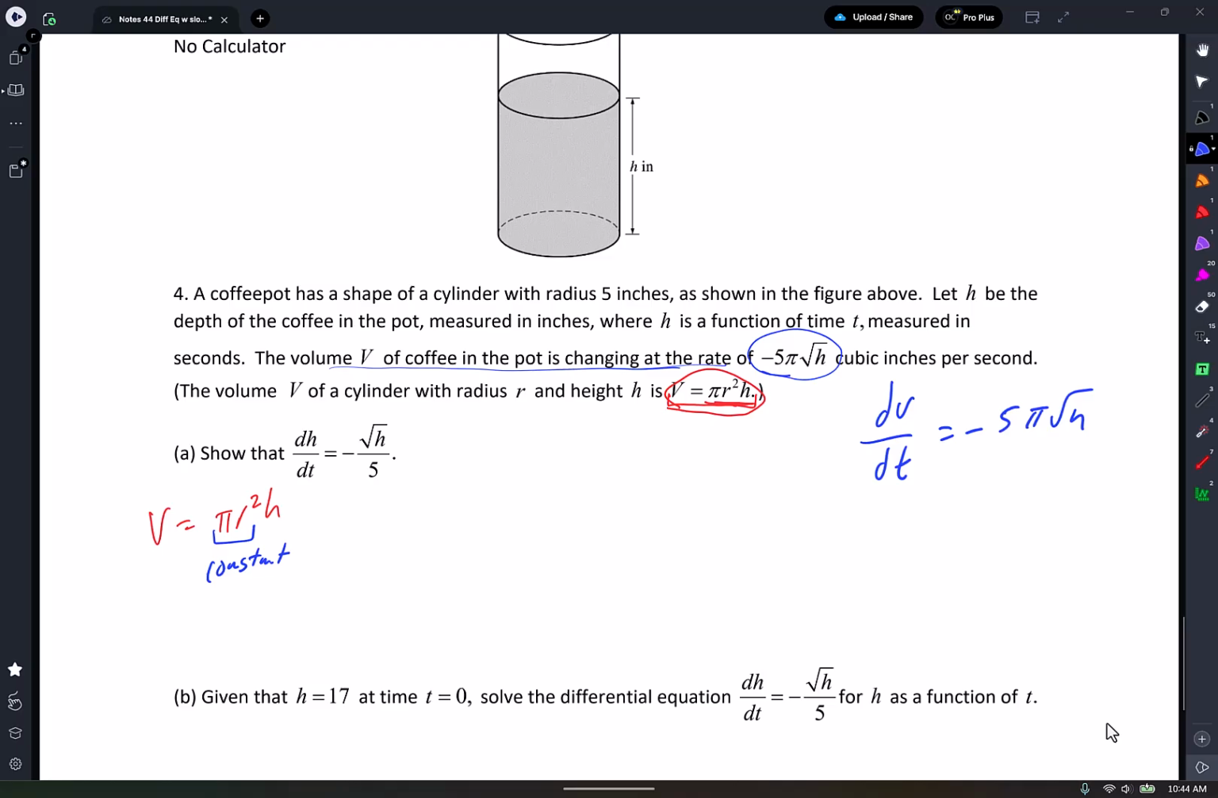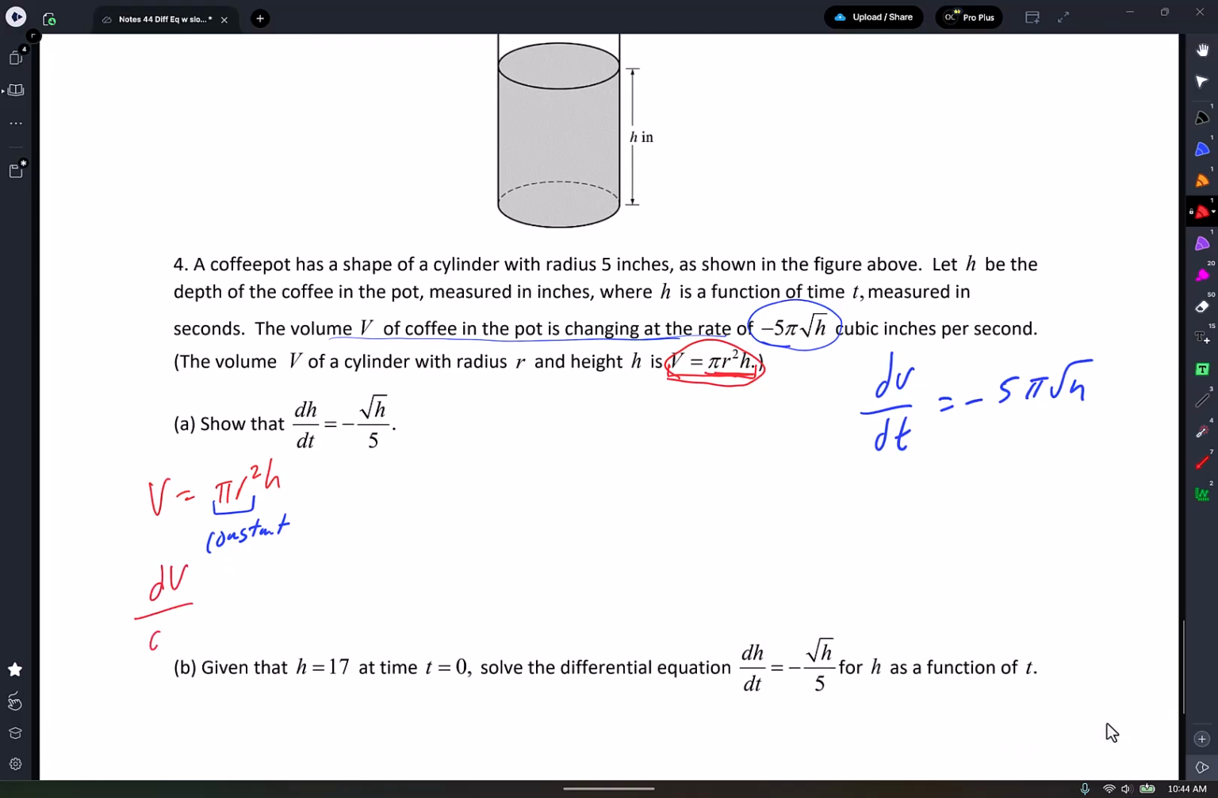All right, so here we are. Remember, the pi r squared is a constant. dV/dt equals, I'm going to write my pi r squared, that's a constant. What's the derivative of h? dh/dt. OMG, that's what they want me to solve for, dh/dt. I take this expression and set it equal to, there you go, pi r squared dh/dt equals -5 pi square root of h.